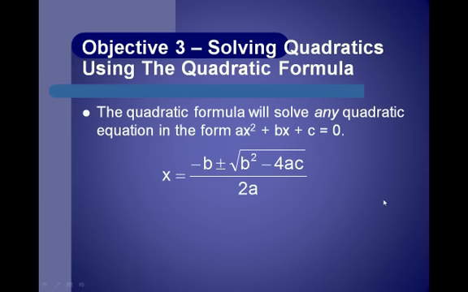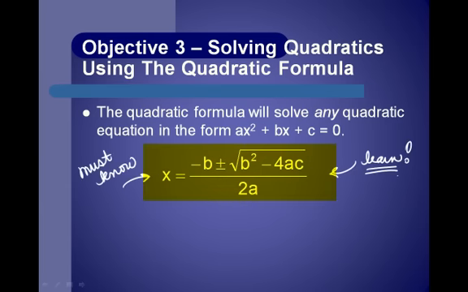Now what the formula is x is equal to negative b plus or minus the square root of b squared minus 4ac all over 2a. And you will need to memorize this formula because you're going to use it a lot, and we're not going to give it to you on a quiz. Okay? So you've got to know the formula. You need to learn this quadratic formula.